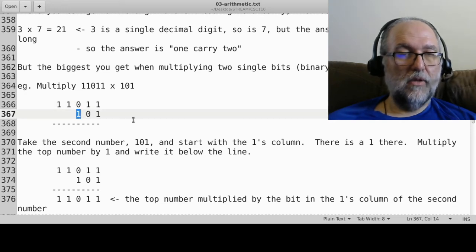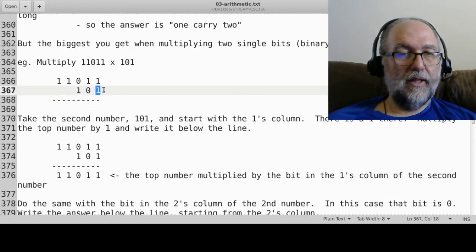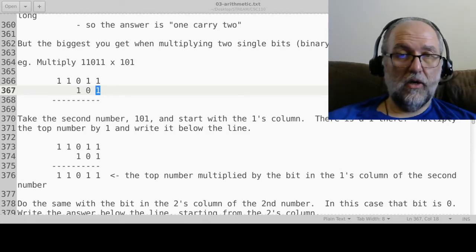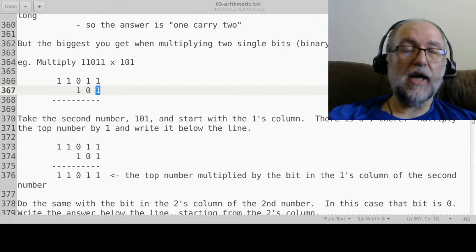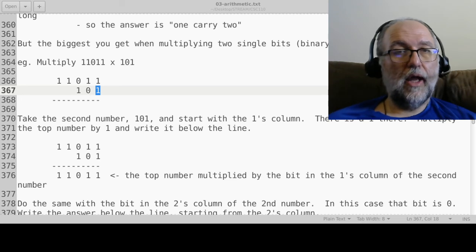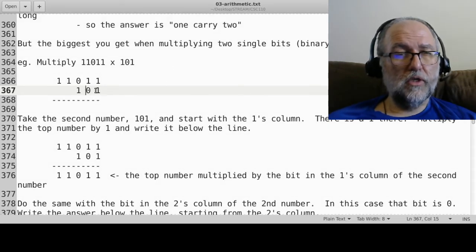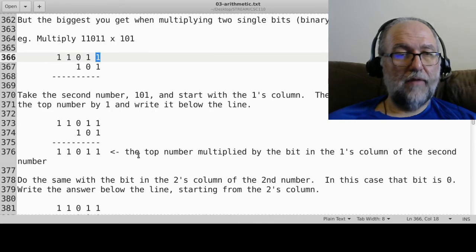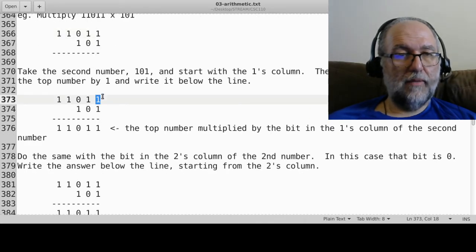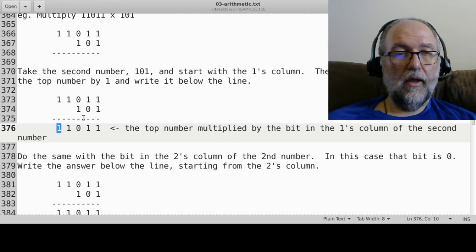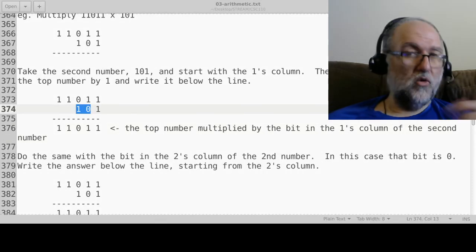Well, just like in decimal, you start with that bit right there, and you say, I'm going to multiply the entire top number by that bit. Essentially, you're multiplying by 1. So 1 times 1 is 1. I have it right here. Here's the first one. 1 times 1 is 1. 1 times 1 is 1. 1 times 0 is 0. 1 times 1 is 1. And 1 times 1 is 1. No carries.